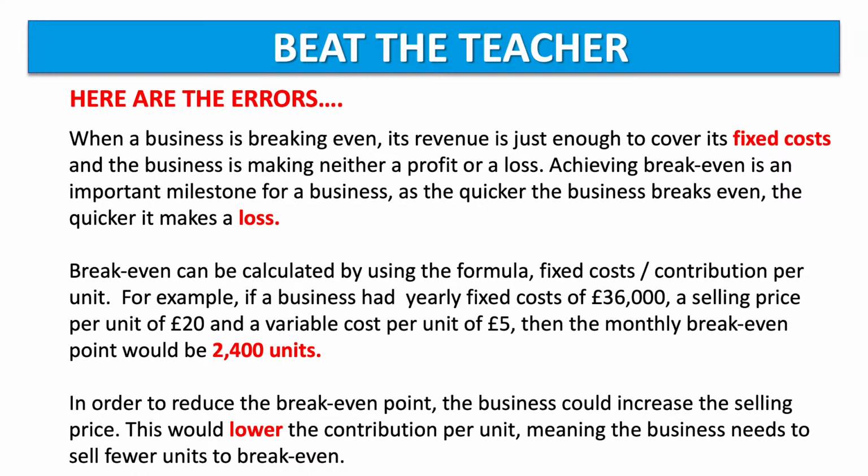That is the yearly break-even point. So if you calculate break-even, fixed costs divided by contribution per unit, then you would have found that you would have gotten 2,400 units, but it says the monthly break-even, so that should have been divided by 12. Now, increasing the selling price wouldn't lower the contribution per unit. It would increase the contribution per unit. Now, obviously, we've gone through that very quickly.